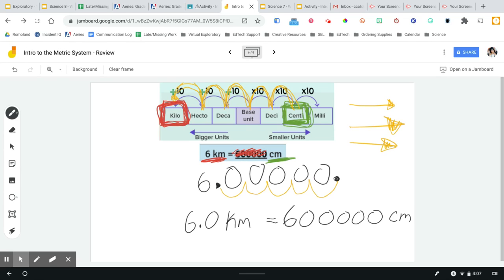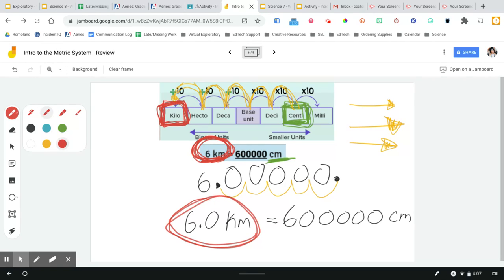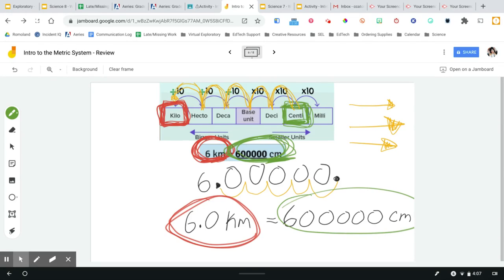So now what we can do is double check our work here, check in with the answer that I had posted originally. Let's start with our starting number. We had 6 kilometers at the beginning. Then we jumped the decimal to the right 5 times to get this new number here, 600,000 centimeters. And all we did was just move the decimal.